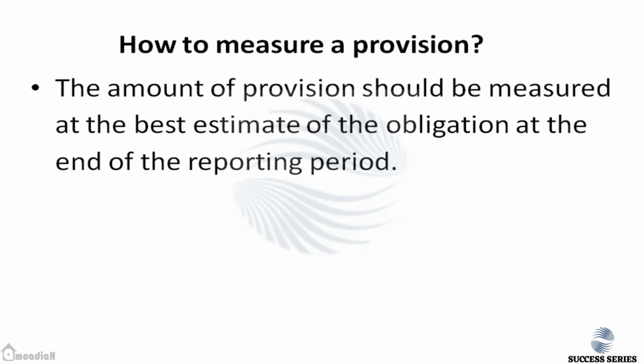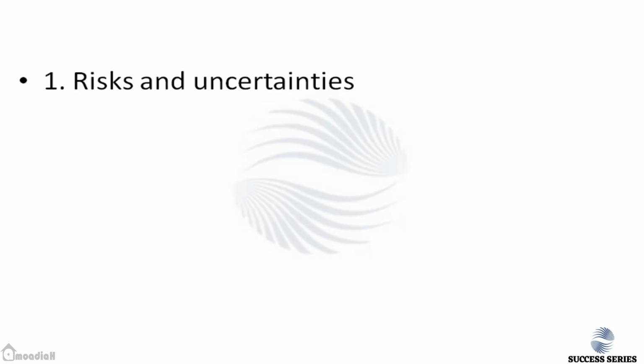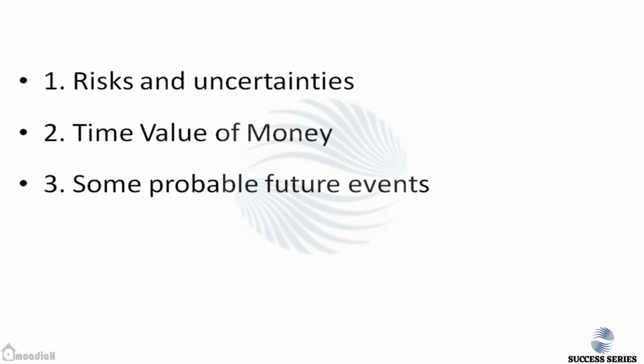In ascertaining the best estimate, we need to take into consideration some important variables. The first is risks and uncertainties. This may include inflationary periods and the others. The second is the time value of money. And the third is some probable future events which may occur.